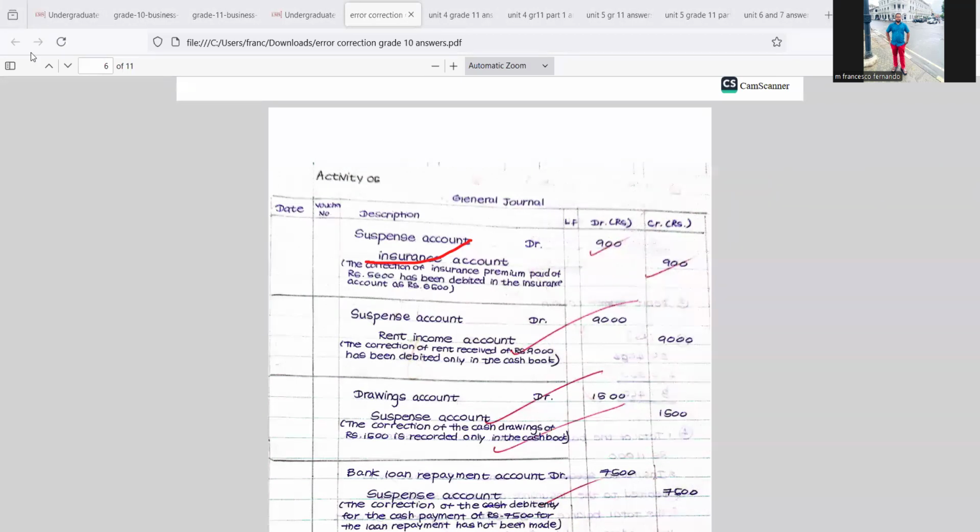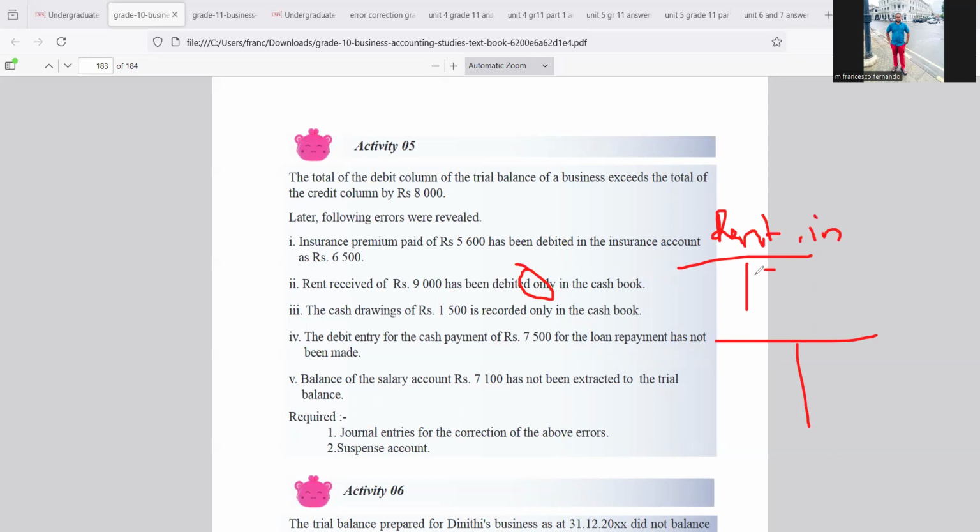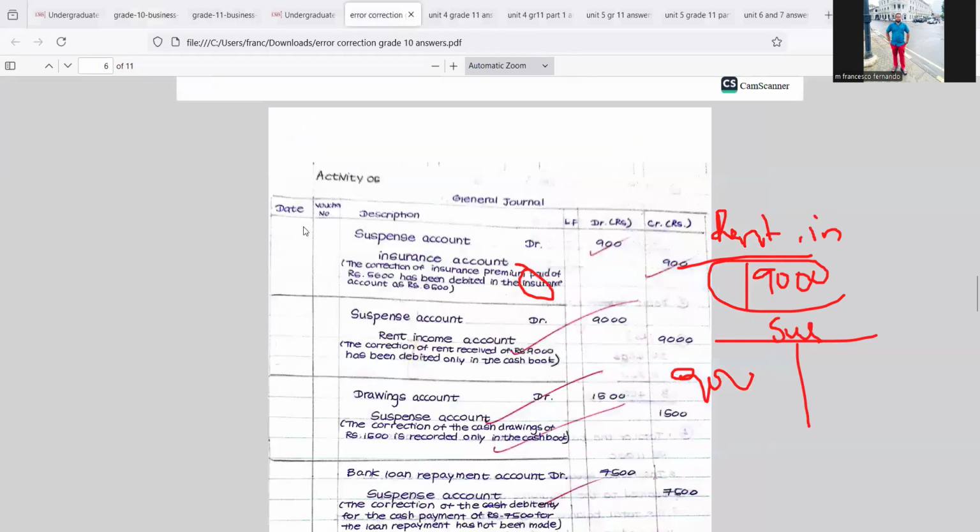Then if we move to the next transaction, rent received of 9,000 has been debited only in the cash book. So I said if the word only is there, definitely the suspense account should come. Now when we receive a rent, what is the double entry? Cash debit, rent income credit. So therefore I have to credit the rent income 9,000 because they have debited only into the cash book. And where to debit? Suspense account. Rent income credit, suspense account debit.